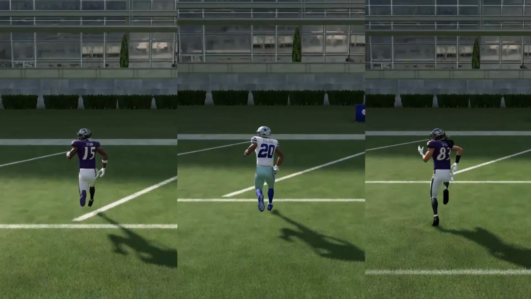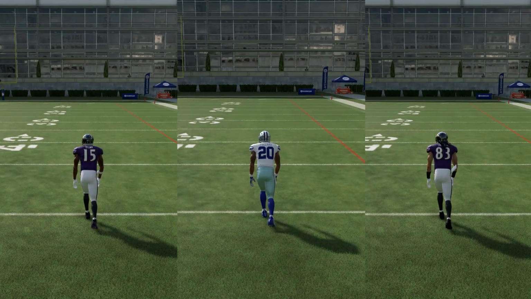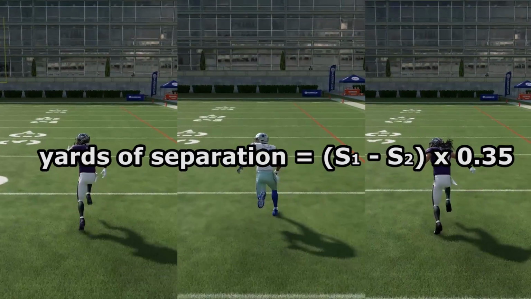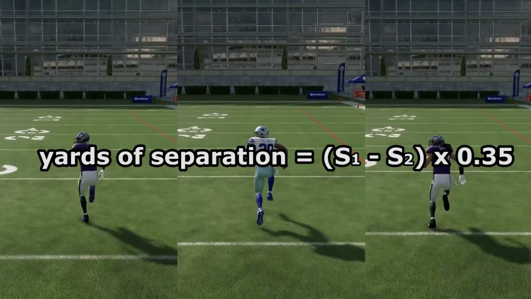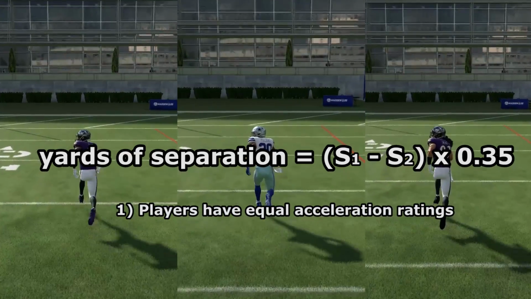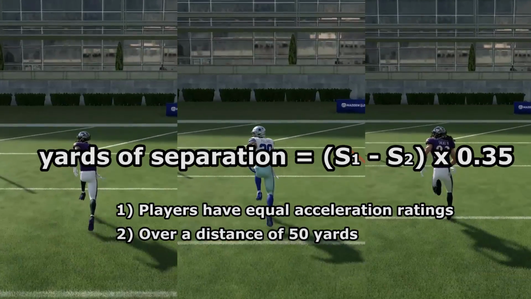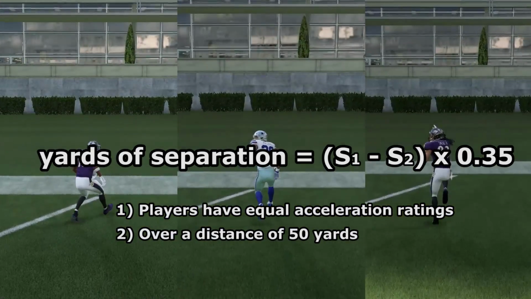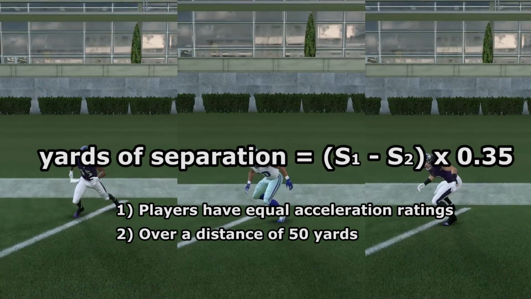That means our equation for determining yards of separation between 2 players of different speeds is S1 minus S2 times 0.35, given the assumptions that 1, the 2 players have equal acceleration ratings, and 2, they're running a distance of 50 yards. We'll look at this equation more in a bit, but for now, let's move on to acceleration.